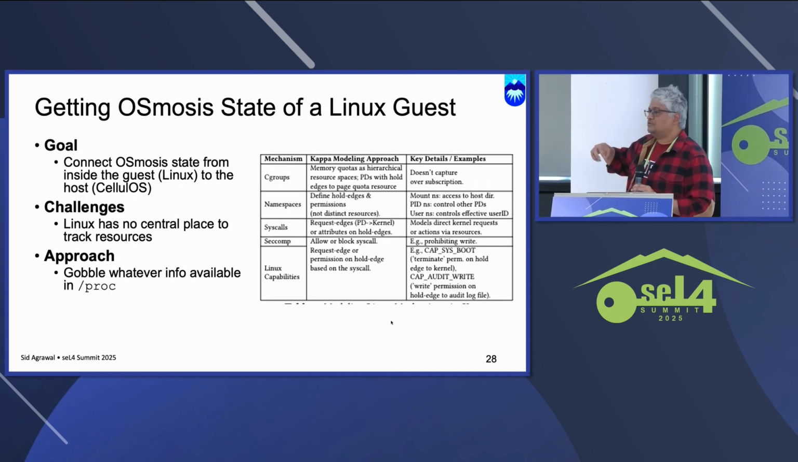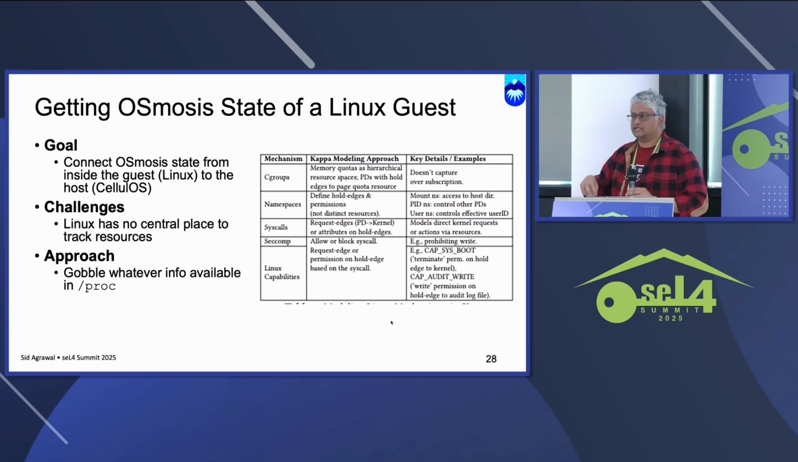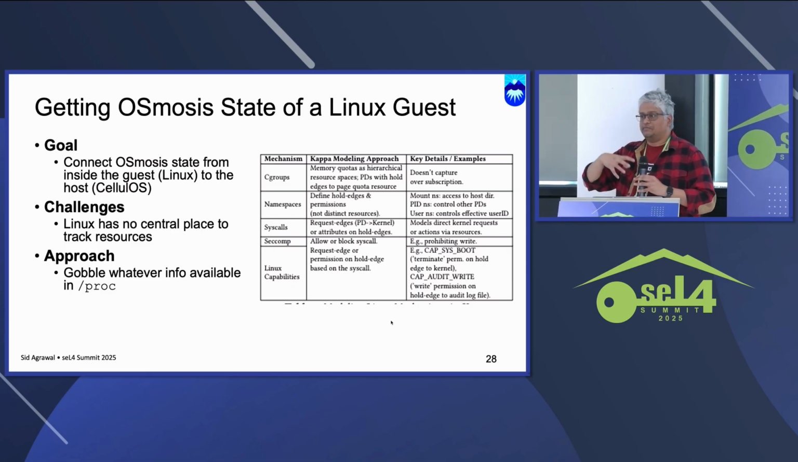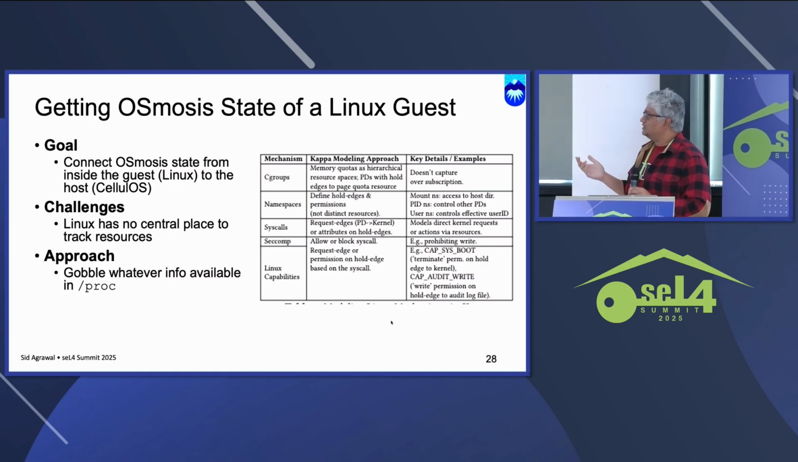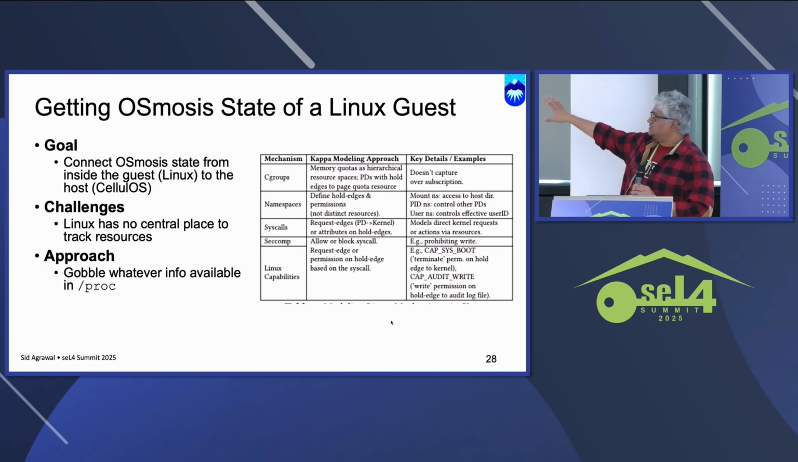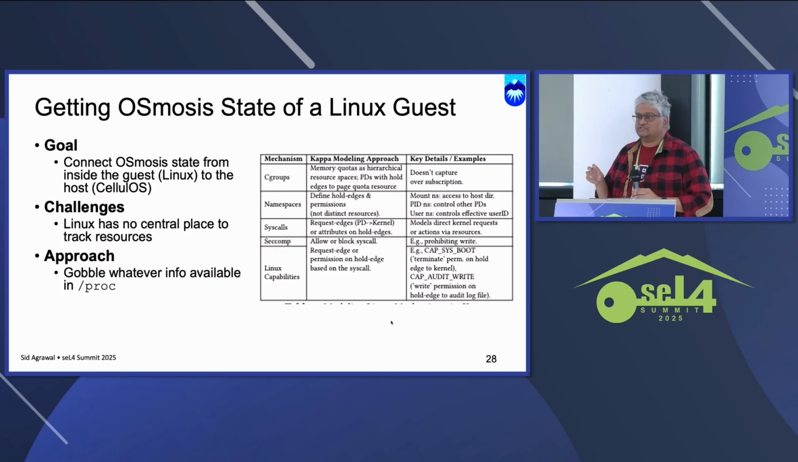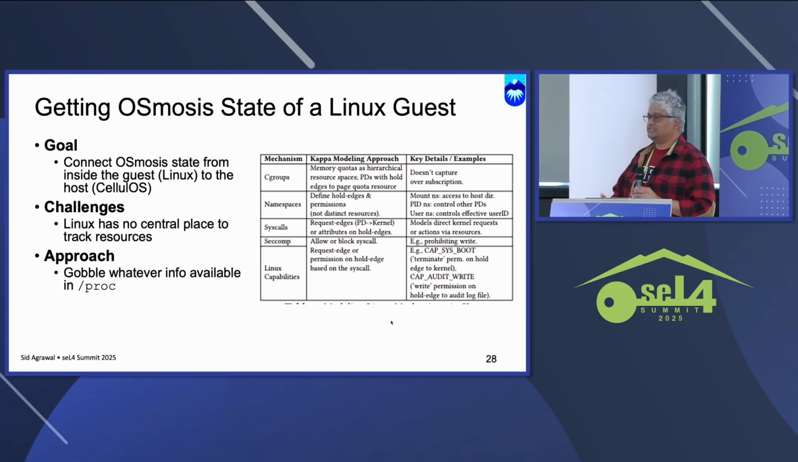And we also extract the model state from inside the Linux guest, and create an Osmosis model graph for the entire system, the guest and the host combined. So to do that, we did something very hacky. We did not hack the Linux kernel. We said, let's look at the /proc and /sys file systems and see what information we can get out of it. Here is a table of what we use to get what information. We don't need to get into that right now. But it was quite challenging because there was no central place in Linux where we could look to get all the resources in the system. So we did the best we could with the information available in proc.